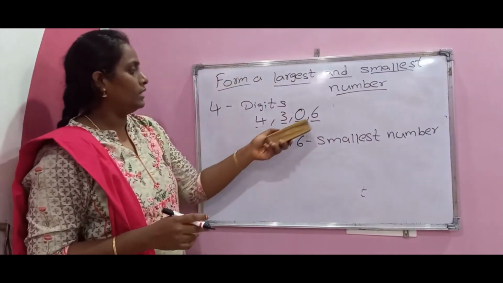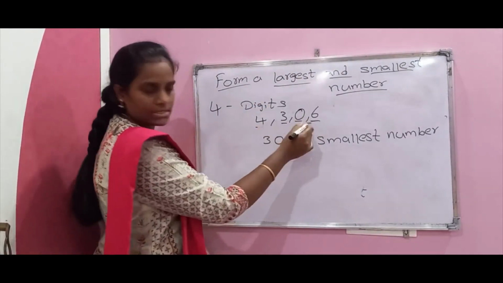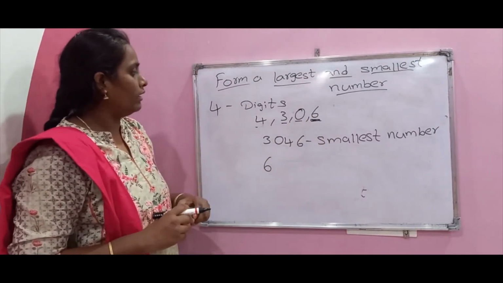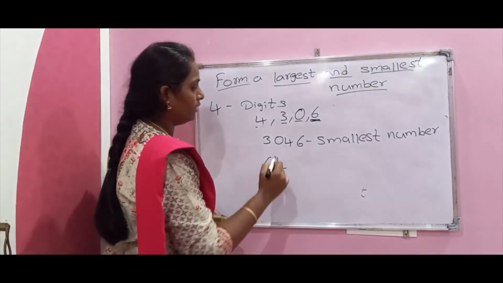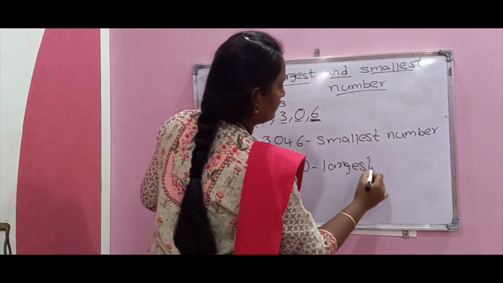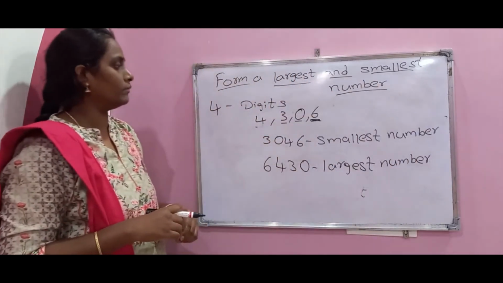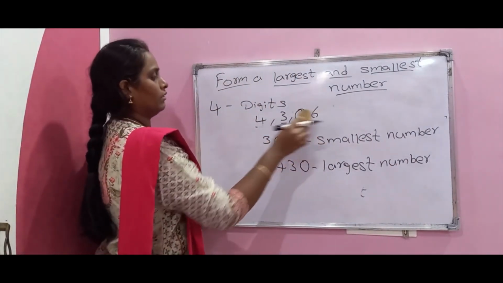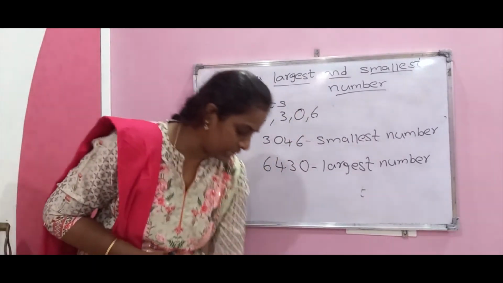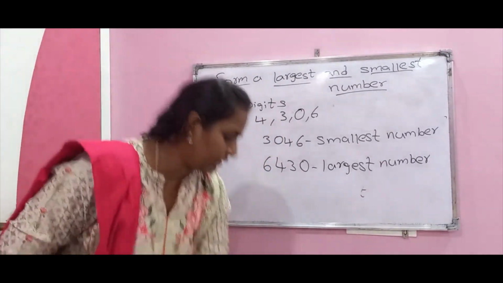Now form the 4-digit largest number. Which is the largest number in these digits? 6 is the largest, so write 6 first. After that, which is the largest one? 4. Write that one. After that 3, 0. This is the largest number. Pause the video and copy it.